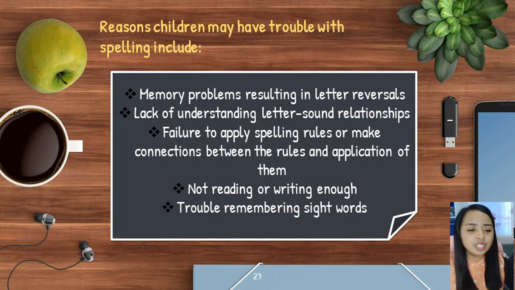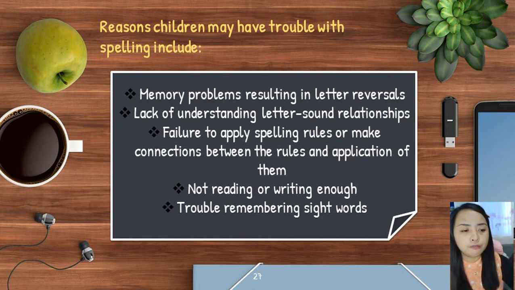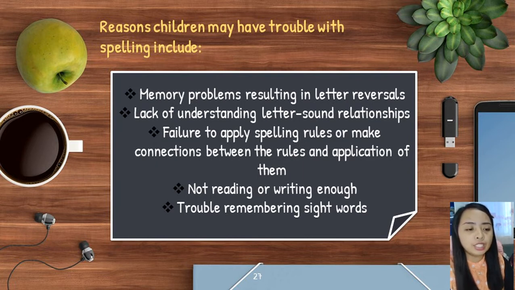Here are the reasons why children have trouble when it comes to spelling. It includes, first, memory problems resulting in letter reversals. Poor visual memory is also a common cause for letter reversals. A student with a visual memory problem will be more likely than his peers to continue reversing letters. So instead of letter B, they make it D. Instead of letter P, they make it letter Q.